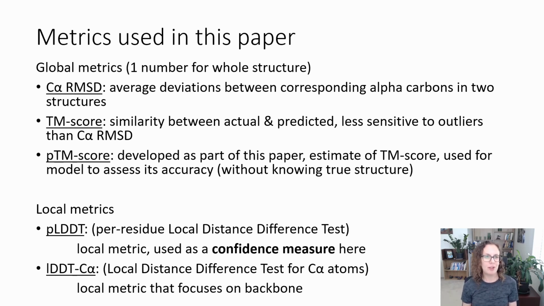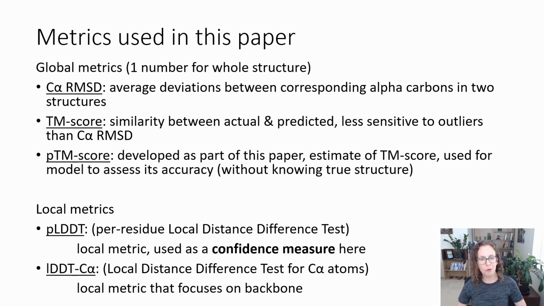The metrics used in this paper are split between global metrics, where you're getting one number for the whole structure, the whole prediction. That includes the alpha carbon root mean square deviation that I've already discussed. There's also something called the TM score, which is the similarity between the actual and predicted, and this is less sensitive to outliers than alpha carbon RMSD. Then for the purpose of this paper, they came up with a new measure called PTM score, because you need to know the actual ground truth to calculate the TM score, and while the algorithm is computing, it doesn't know that, so they came up with an approximation.